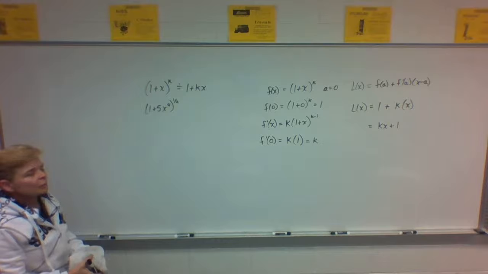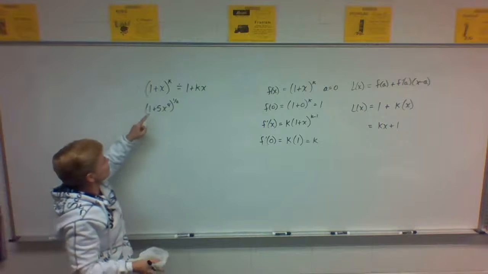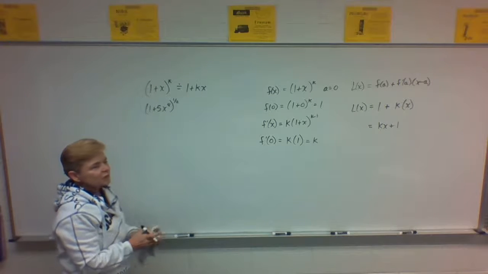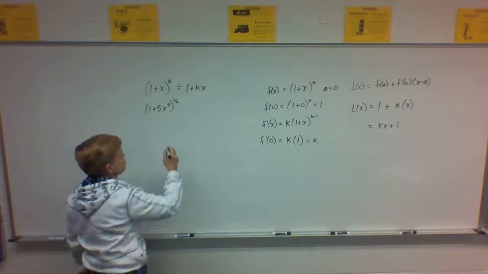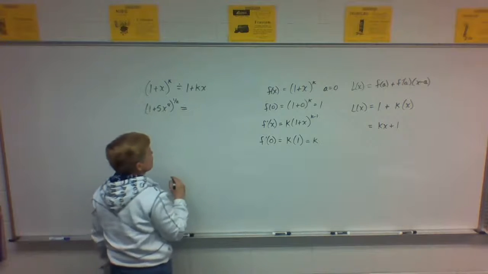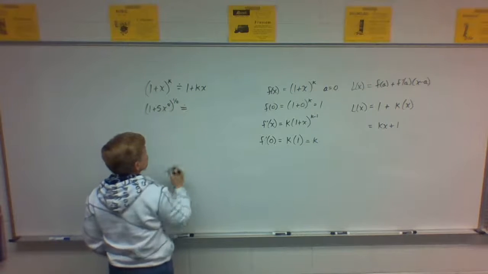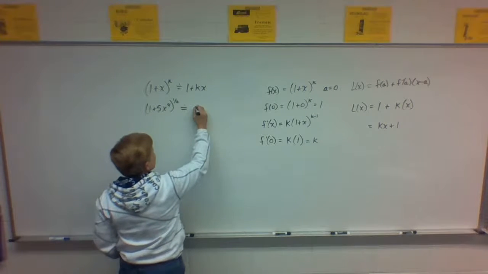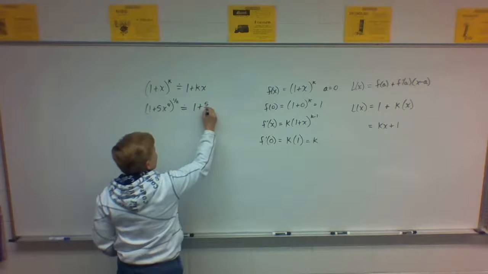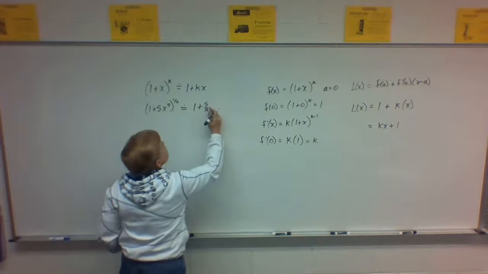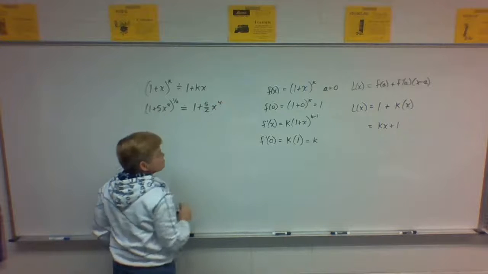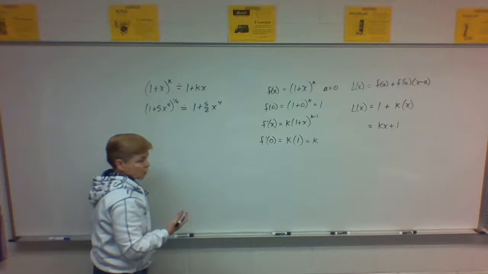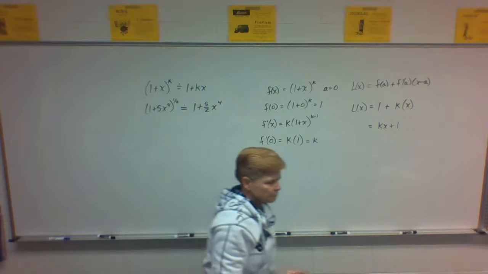The part of this side is that it'd be 1 plus something. It doesn't really matter what the something is to apply this. So what will the approximate value or the approximate linearization of this be? 1 plus 5 halves x to the 4th. Not too bad, right?